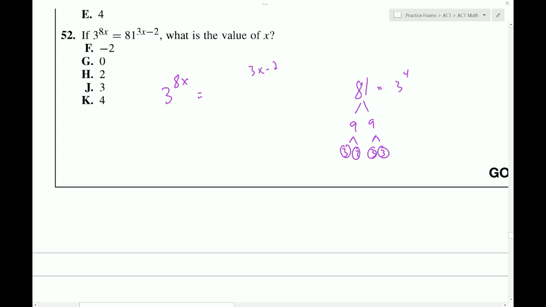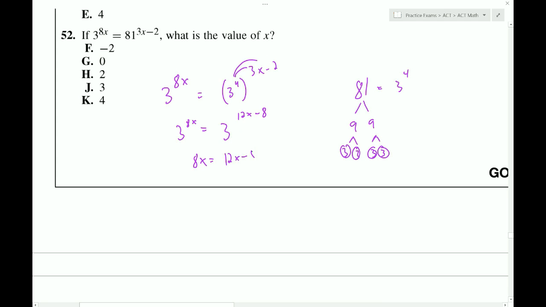So that's what we're going to do. We're going to replace it by 3 to the 4th power. And then that, of course, gets raised to that power. So when you have a power raised to a power, you multiply the exponents. So we'll end up with 12x. Distributing here, we get 12x minus 8. And then as we've seen before, at this position we have to actually set the exponents equal.